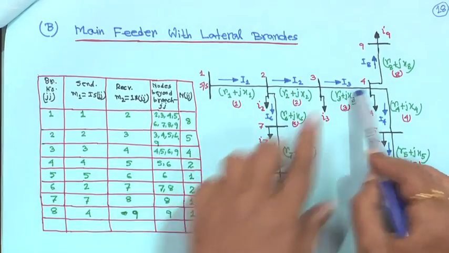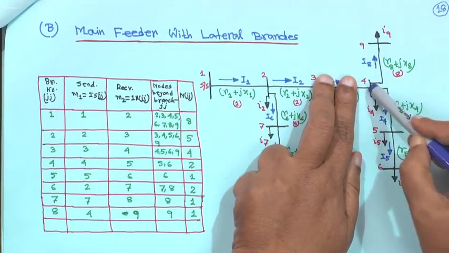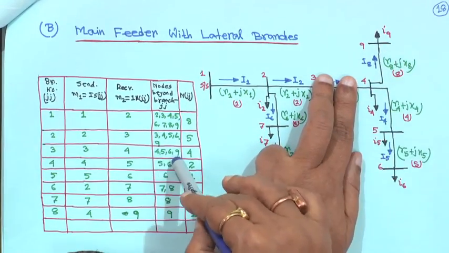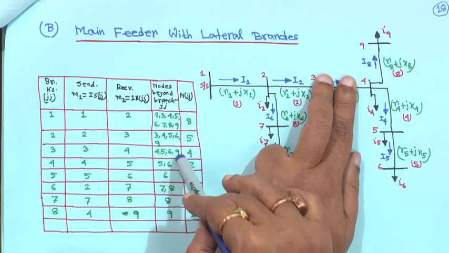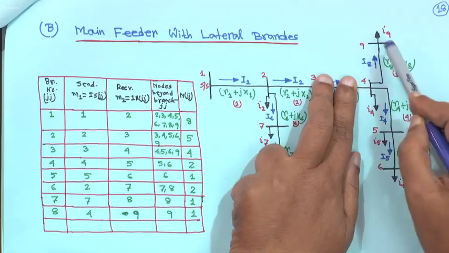Next you come to branch 3. For branch 3, how many nodes are there? 4, 5, 6 and 9. These are the 4 nodes, and the total number of nodes is 4.